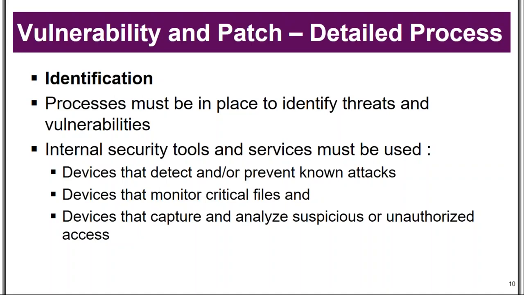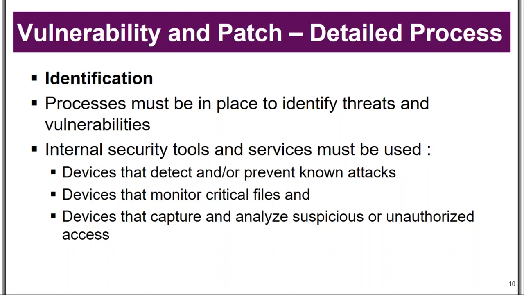The first thing you have to do, of course, is identify what the problem is. And not only that, but identify what process you're going to put in place. So the processes have to be in place first to identify those threats and vulnerabilities to your critical business information and the different software and things that you have in place. And then once you identify what those are, you're going to look at the internal controls. So your internal security controls and the services you have must be used to identify suspected or confirmed attacks in your environment against your critical information systems.